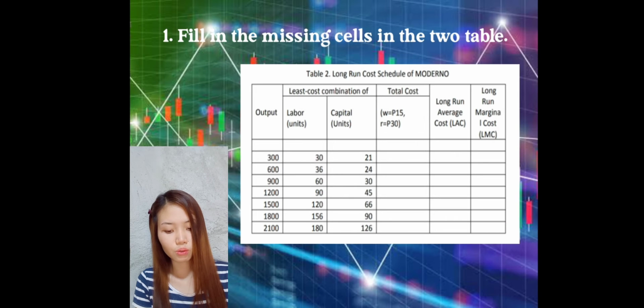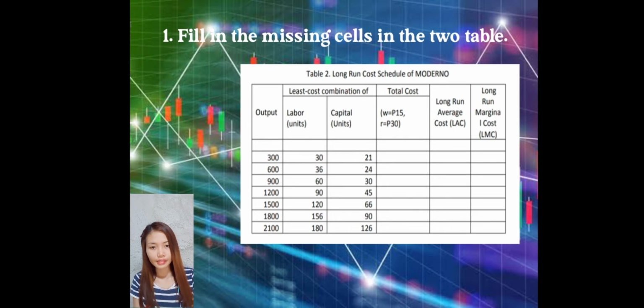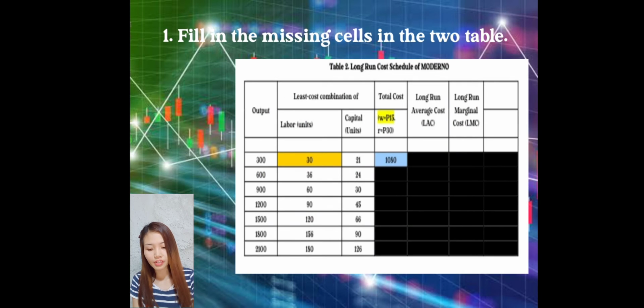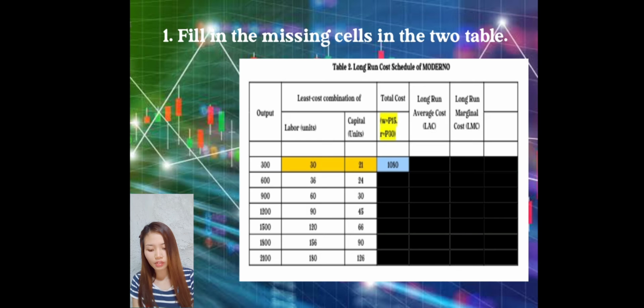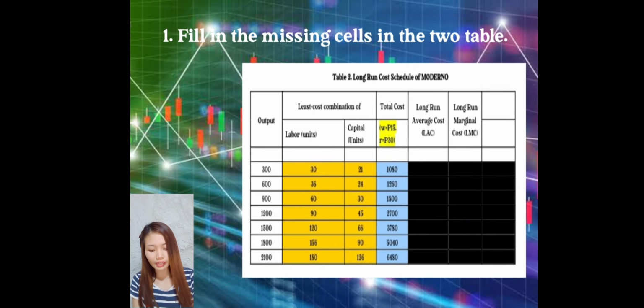Let's move on to Table 2, long run cost schedule of Moderna. To solve for total cost, long run average cost, and long run marginal cost, first, let's solve for total cost. We need the labor, capital, and prices, all of which are given. Multiply the labor by the price of labor, which is W. Do it as well for capital. Capital multiplied by the price of capital, which is R. And then add both, so we will get the answer.